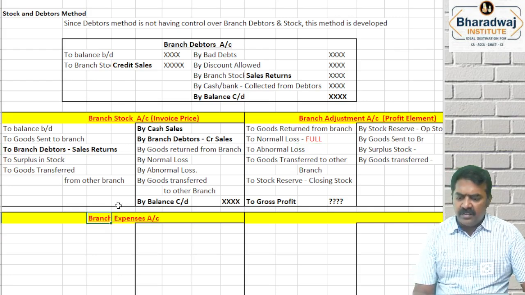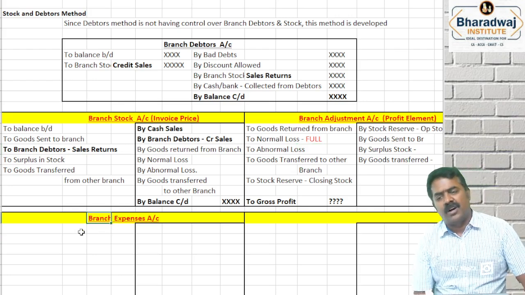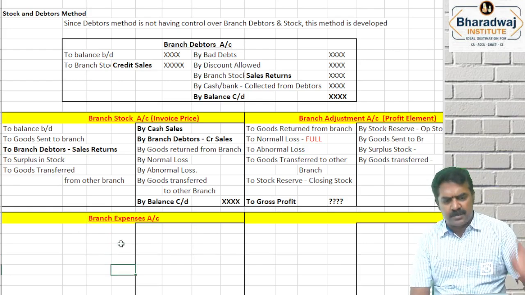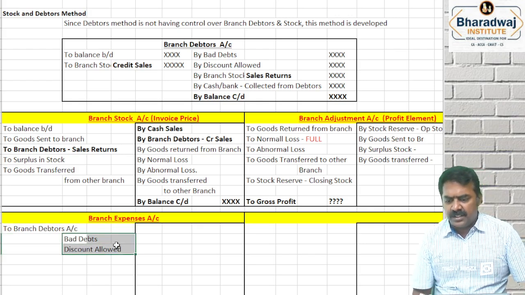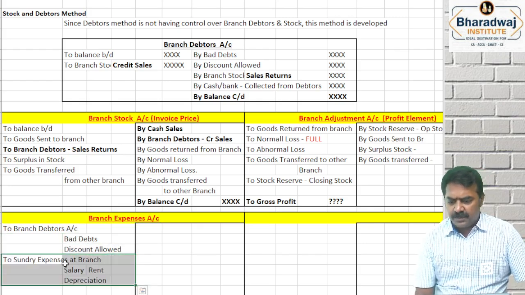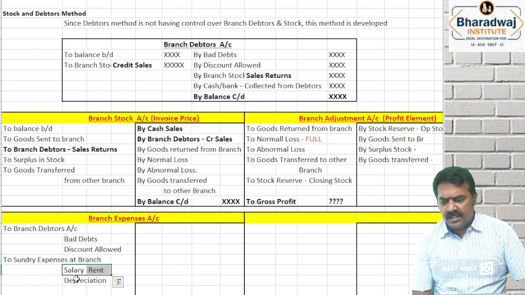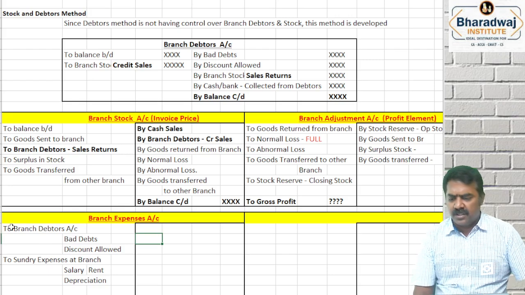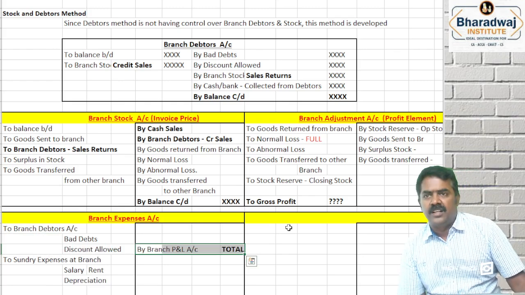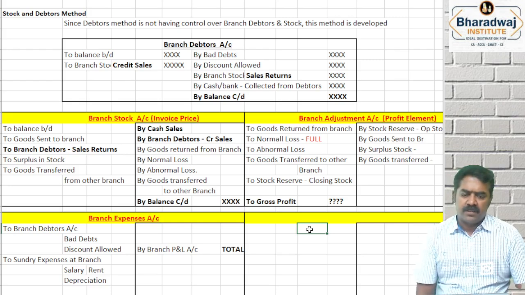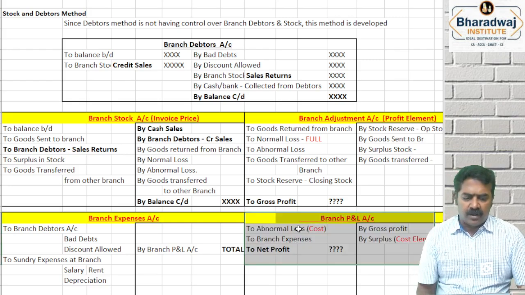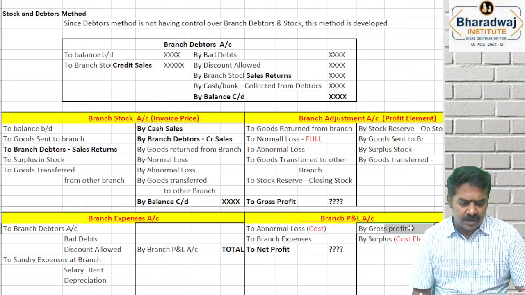Then we prepare the branch expenses account to record all the expenses. All the expenses, for example, debtors related expenses, bad debts and discounts allowed. Then other expenses, it can be salary, rent, depreciation, any expenses you will charge. Total of all the expenses will be transferred to the P&L account. Then we prepare the P&L account where we'll record gross profit.